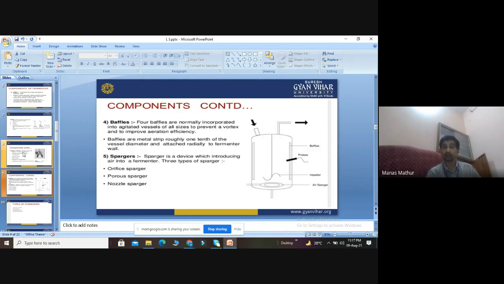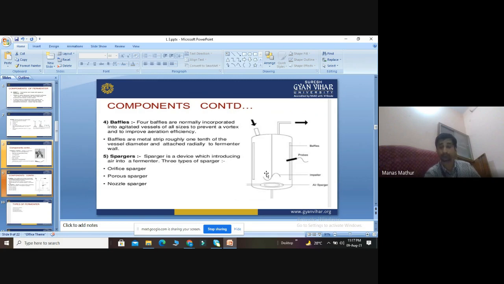Then the fourth component was baffles. Baffles are normally incorporated on the radial side of the agitator. Their main role is to increase the aeration efficiency. Normally, four baffles are kept on the agitator. They are in the form of metal strips, placed like strips at the radial side. They contain some probes, spargers, and impellers.